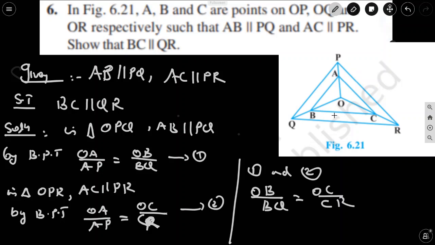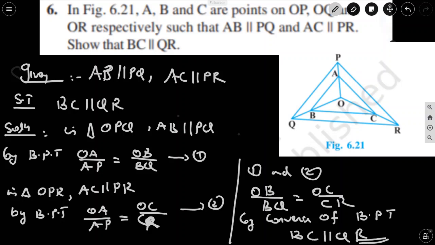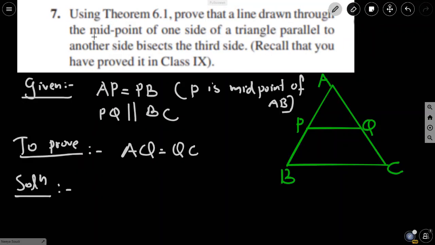You can see in the figure OB by BQ is equal to OC by CR. So by converse of BPT, you will get BC parallel QR. Hence the answer. This is the seventh question.